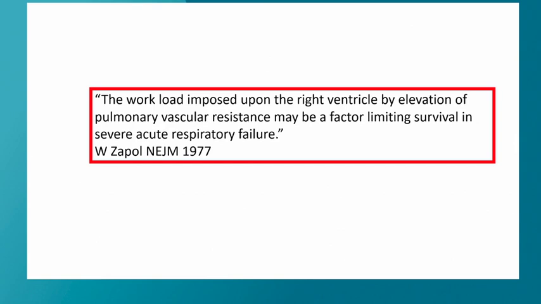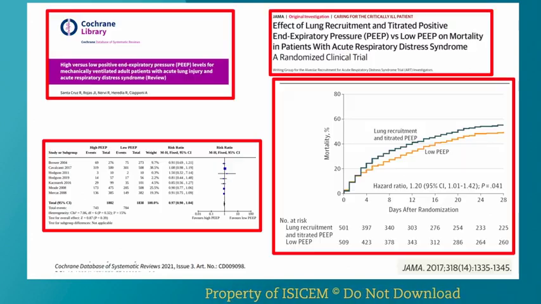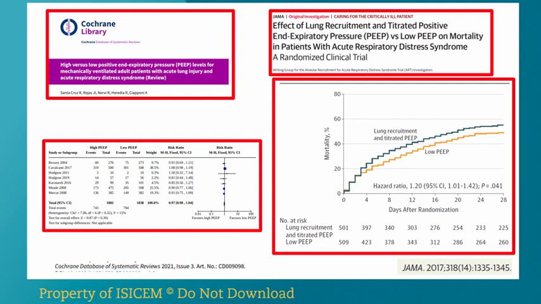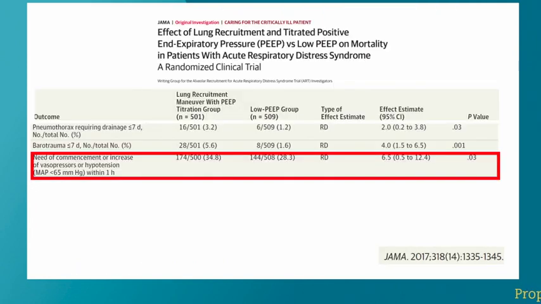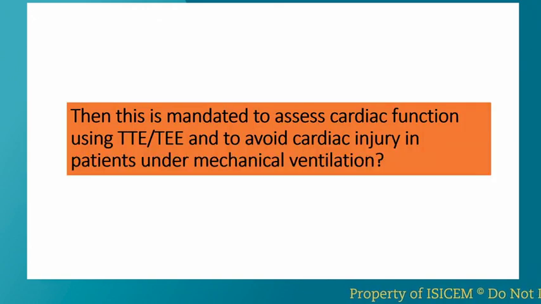But it has been said for a long time that the workload imposed upon the right ventricle by elevation of the pulmonary vascular resistance may be a factor limiting the survival in ARDS. That may explain why, in the meta-analysis comparing studies of high PEEP and low PEEP, there is no effect on mortality. And that's maybe why the ART study demonstrated even higher mortality, due to hemodynamic impairment. It was really clear.